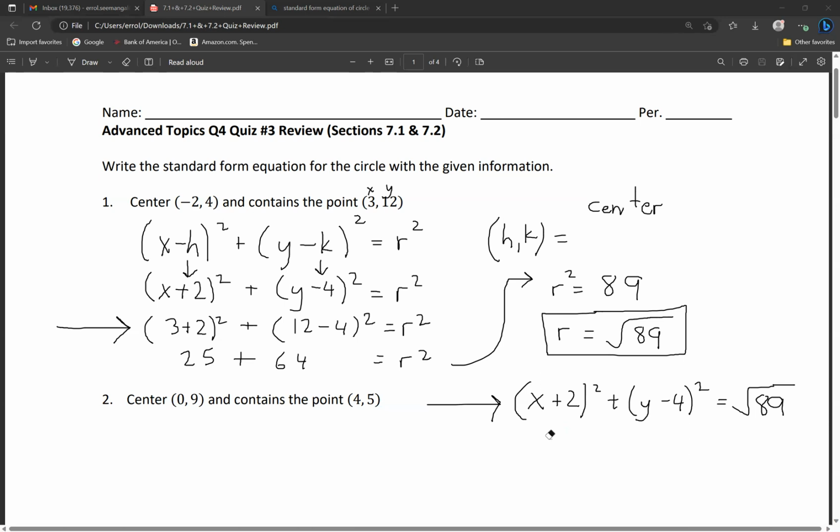The next one is the same thing. All right, let's do that one. Okay, let's do this one. So let's just write down x. We don't need to write x minus 0. All right, let's just write the standard formula: x minus h squared, this is a bracket right here, plus y minus k squared equals radius squared.